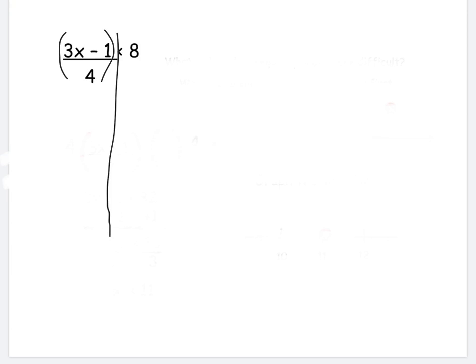So again, I set both sides of my inequality up in parentheses, and I want to multiply each side by what I want to get rid of, which is the 4. So I'm going to multiply both sides by 4. So 4 divided by 4 cancel each other out. I'm left with then the 3x minus 1, my less than symbol, and then on the right-hand side, 8 times 4 is 32. Now I can begin to solve this like a 2-step inequality.